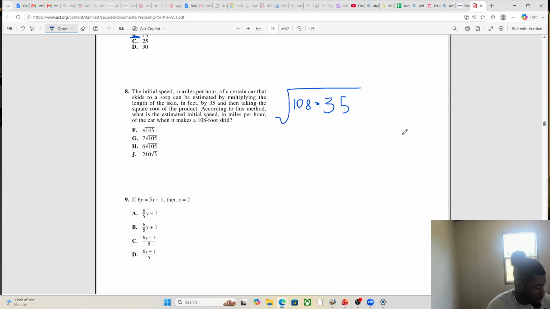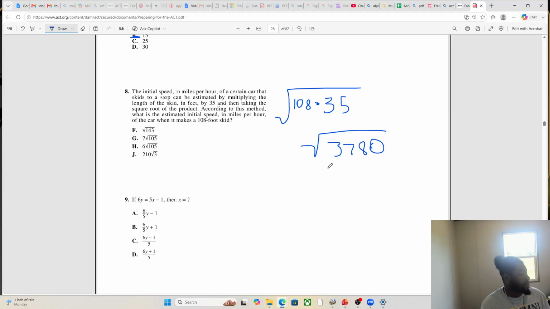All right, let's see. 108 times 35. So we have the square root of 3,780. All right, so there are two ways to go about this. What we can do is figure out what decimal this is. The square root of this number is 61.48.